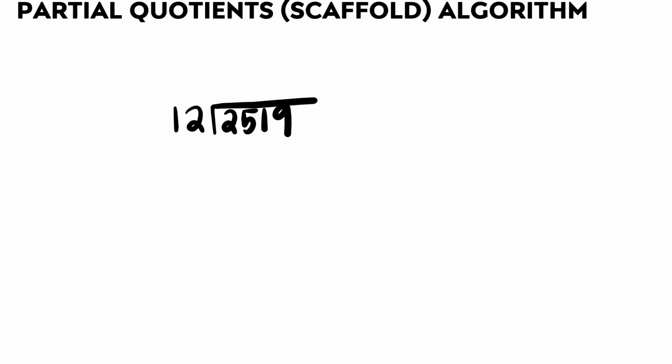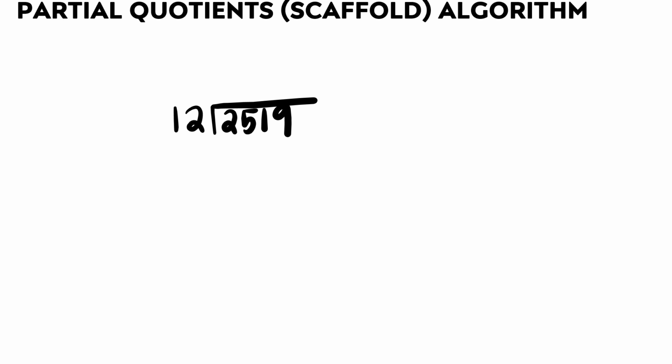What you want to ask your students is something like, how many times can 12 go into 2,519? So you're thinking of the dividend as a whole. With our concrete algorithm, we typically think of our dividend and we break it up into smaller pieces, but the partial quotient algorithm, or the scaffolding algorithm, wants you to think of the dividend as a whole. So let's imagine you've posed this question to your students. You've said, all right, how many times does 12 go into 2,519?